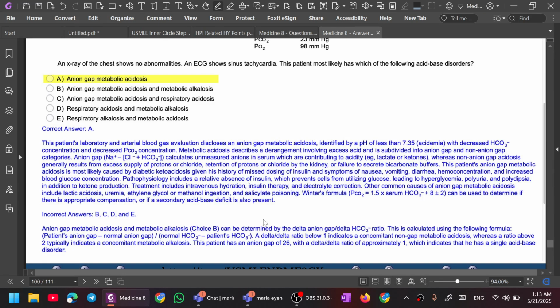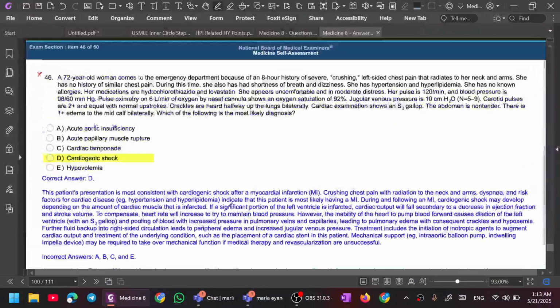Okay, so it's cardiogenic shock. This patient's presentation is most consistent with cardiogenic shock after an MI. Crushing chest pain with radiation to the neck and arms, dyspnea, and risk factors for cardiac disease, hypertension and hyperlipidemia, indicate that this patient is most likely having an MI.